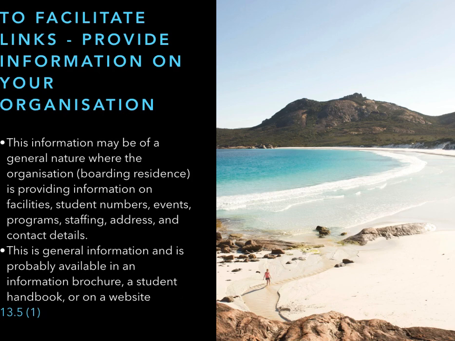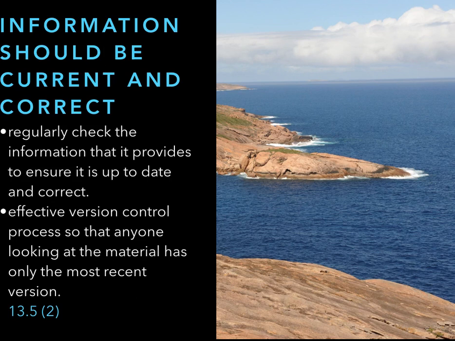To facilitate links with a network, you need to provide information on your own organisation, and this is generally of a general nature, where you're providing information on the facilities, student numbers, events, staffing, programs. This will nearly always, in the first instance, be your website, but then it might be brochures, and it might also be other information sheets, such as programs and data about numbers and all of that sort of thing. We need to make sure that our information is current and correct. So we've got a version control on it so that anybody looking at the material can see they've got the latest version.